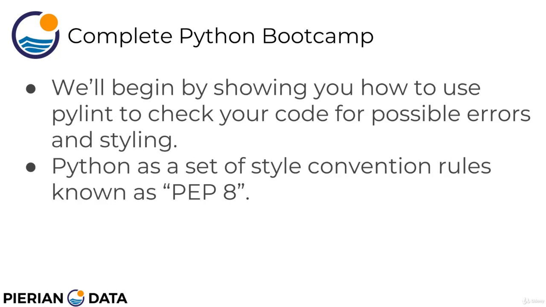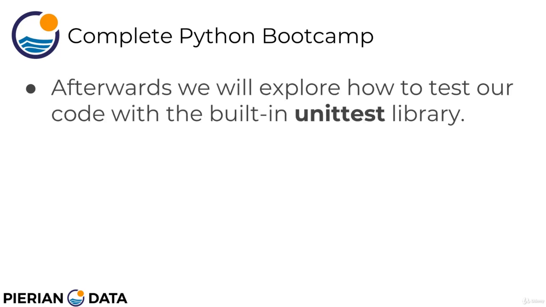We're going to begin by showing you how to use Pylint to check your code for possible errors in styling. And if you're wondering what I mean by styling, Python has a set of style convention rules known as PEP8, and we'll show you those in the documentation. And then afterwards, we're going to explore how to test our code with the built-in unit test library.